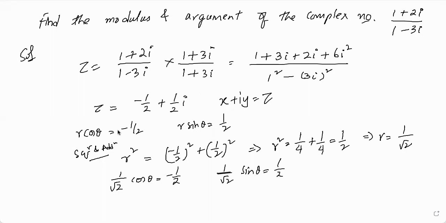Now we got cos theta as minus 1 by root 2 and sin theta as 1 by root 2. So theta will be pi minus pi by 4, which is equal to 3 pi by 4, where theta lies in the second quadrant. So we got the argument as 3 pi by 4 and r, which is the modulus, as 1 by root 2.